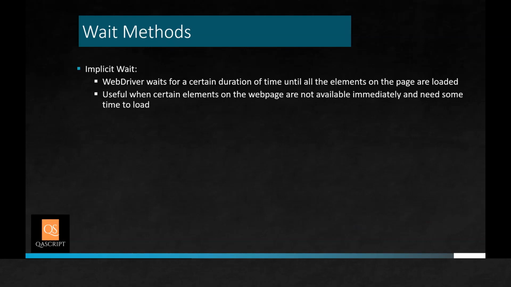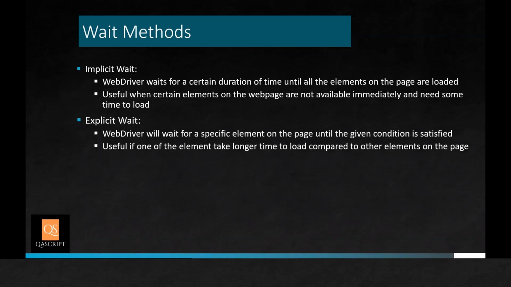There is implicit wait. WebDriver waits for a certain duration of time, which we specify in this method. It will wait for all the elements on the page to load at that point in time before it throws a particular exception. So that is implicit wait. It is useful when certain elements on the page are not available immediately and may need some time to load. In that case, you can use the implicit wait.